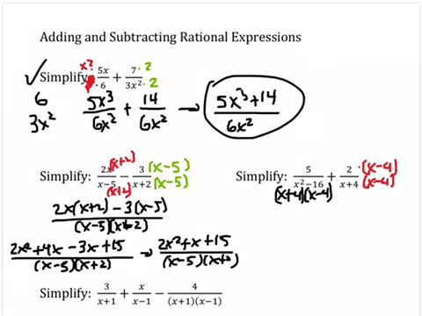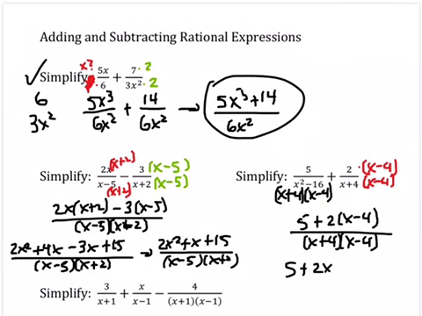All right. So the numerator becomes 5 plus 2 times x minus 4 over x plus 4 and x minus 4. All right, so we got 5 plus 2x minus 8 in the numerator, and x plus 4 and x minus 4. So in the numerator, I get 2x minus 3. In the denominator, I have my x plus 4 and my x minus 4.